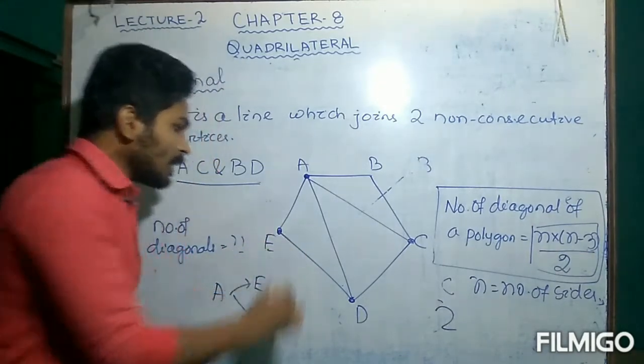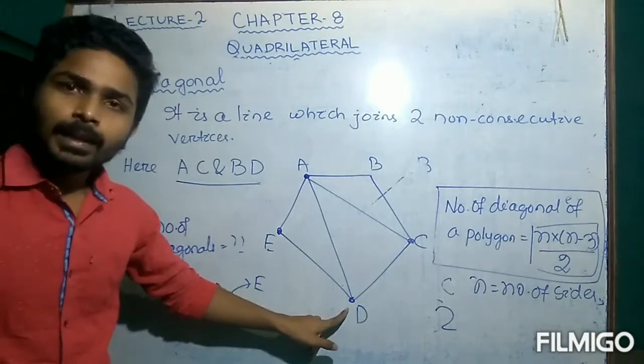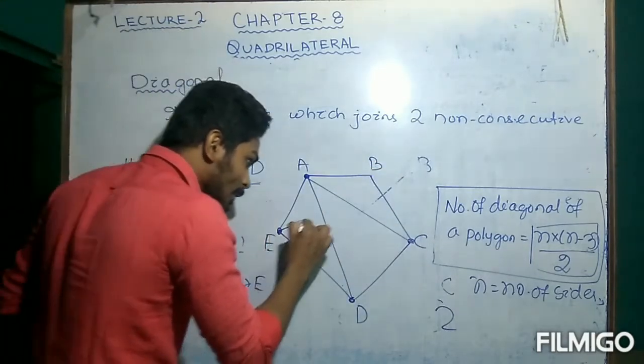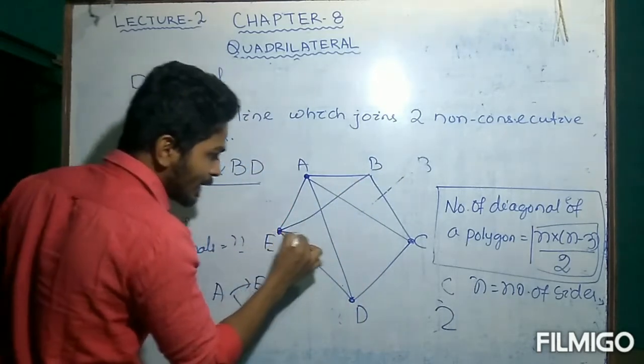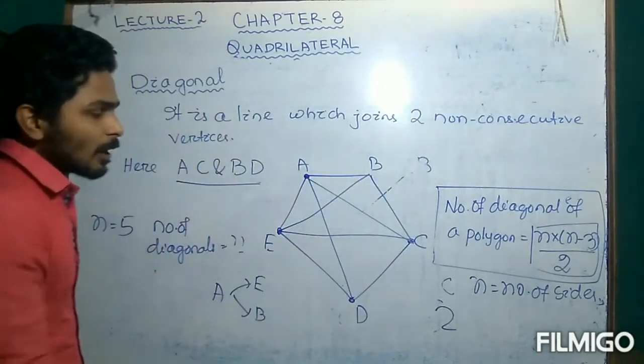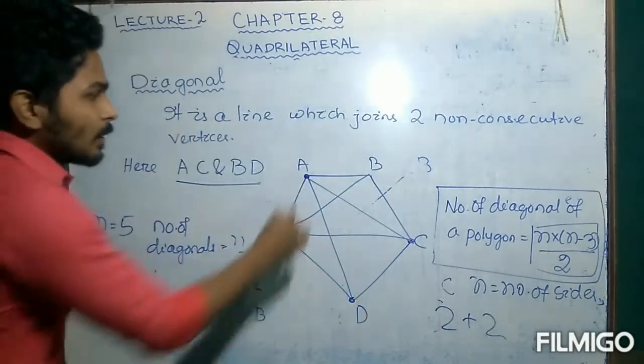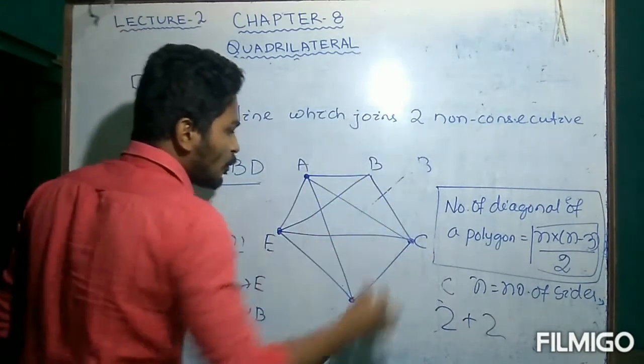Again, let us consider the vertex E. What are the consecutive vertices of E? A and D. Now the non-consecutive vertices are C and B. So let us join E with B and E with C. So how many? Again we get 2. Right? 1, 2, 3, 4.